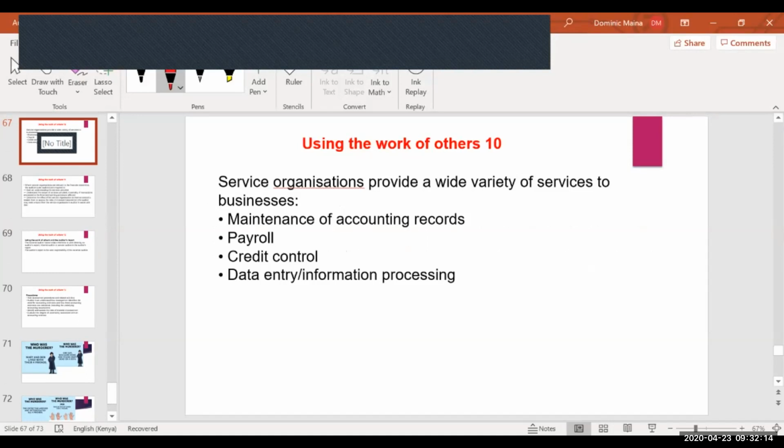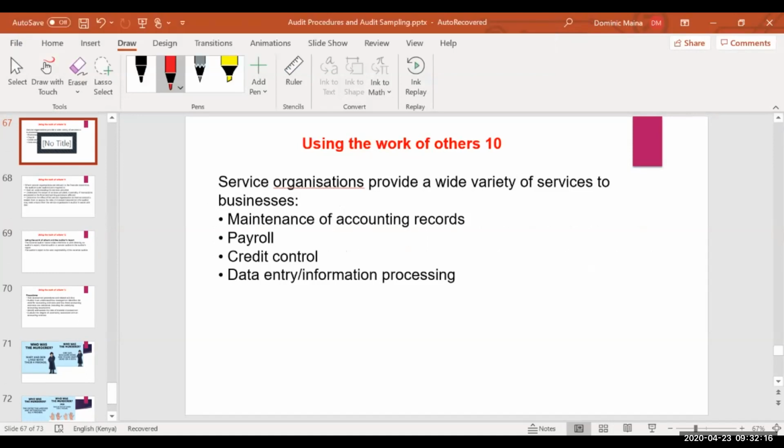You can use it, for example, in maintenance of accounting records, provision of internal audit services. I've mentioned payroll matters, for example, and in the case of credit control, where you outsource, I think you did in financial management what is referred to as factoring. So in this context, the factor is a service organization. Data entry as well as information processing too.